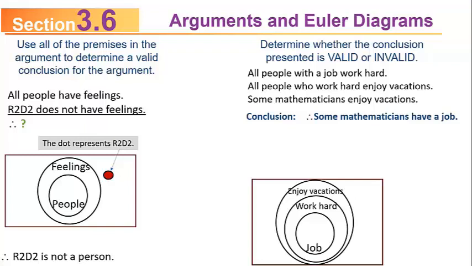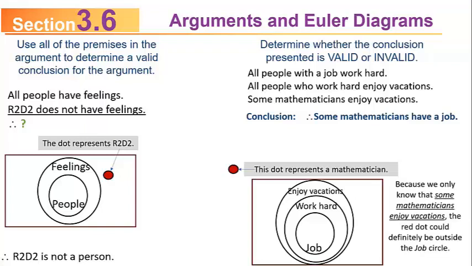We only know from the last premise that some mathematicians enjoy vacations. So that representative dot for a mathematician could be completely outside the job circle. We only know that some mathematicians enjoy vacations, so that representative dot has to be inside the vacation circle, but other than that, we really don't know. So can we conclude that some mathematicians have a job?